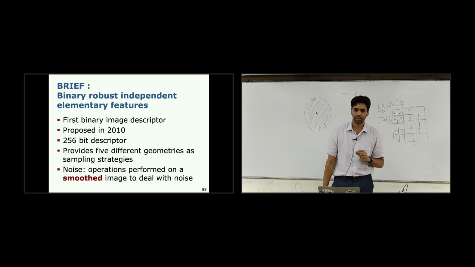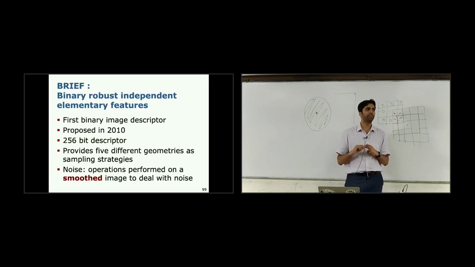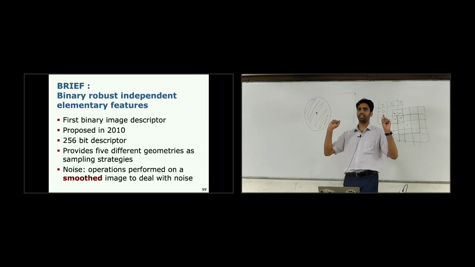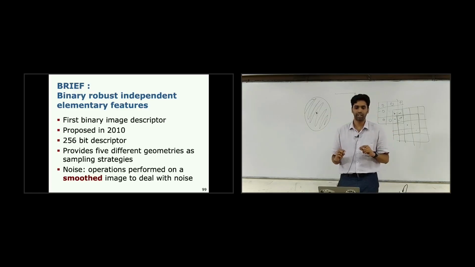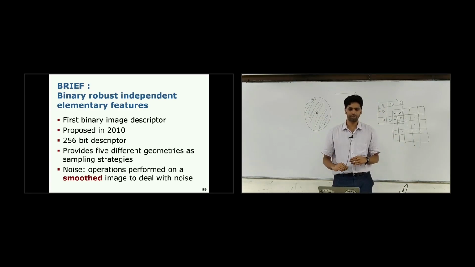The first such method which became very popular is called the BRIEF descriptor. Has anybody used this descriptor in their projects? No, okay, so something new for you. BRIEF stands for Binary Robust Independent Elementary Features. Elementary features because it's just the difference between two intensity values. They're independent because each of the pairs is independent of each other, and it's binary because the output is only 1 or 0. So that's the BRIEF descriptor.